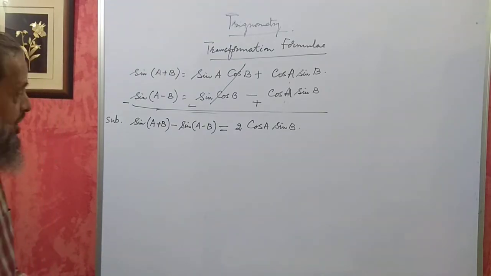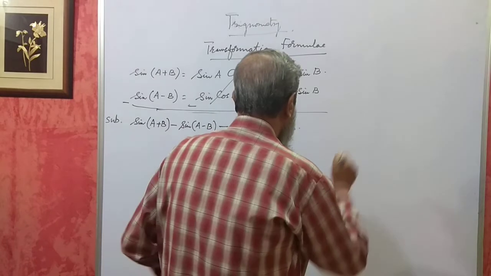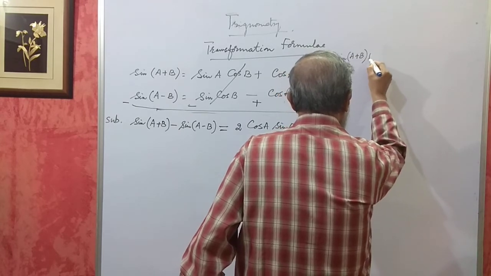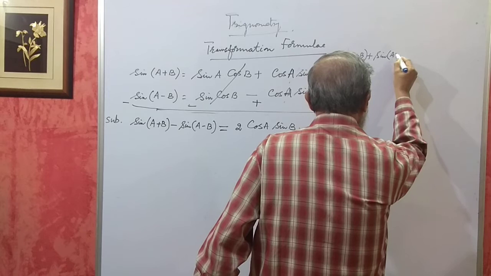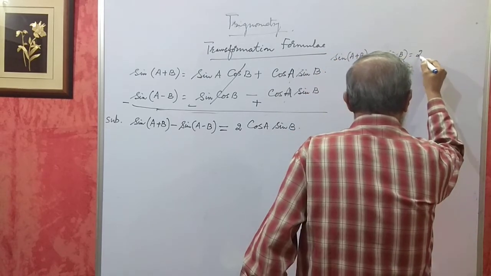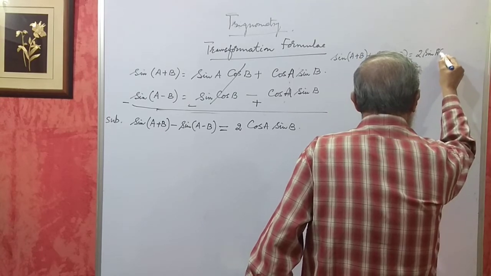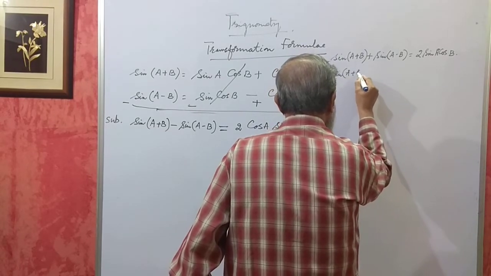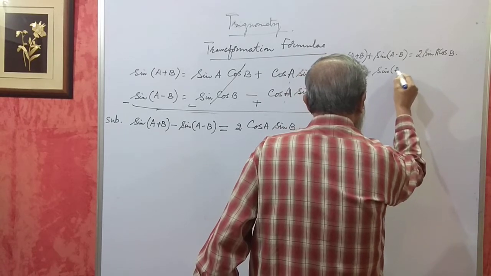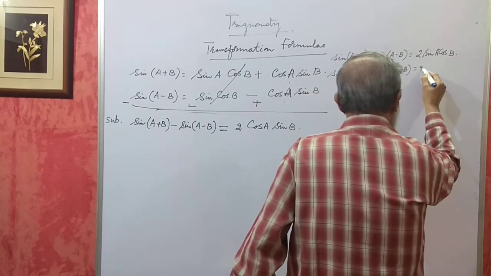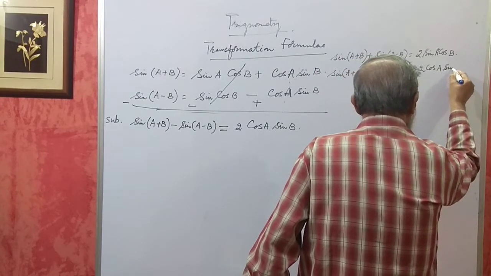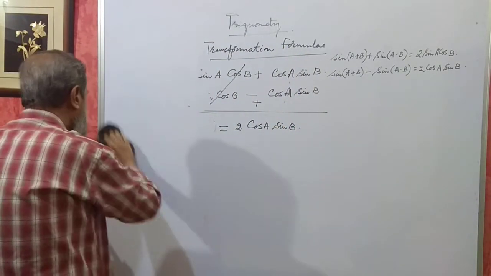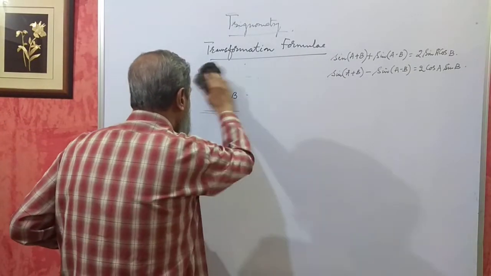So, the first relationship I got is, sine of A plus B plus sine of A minus B is equal to 2 sine A cos B. The second one I got is sine of A plus B minus sine of A minus B is equal to 2 cos A sine B. So these two formulae I got. Then I will take similarly cos A plus B and cos A minus B.